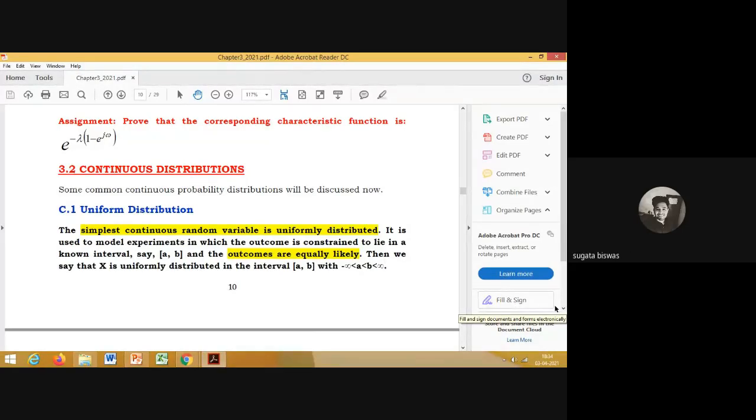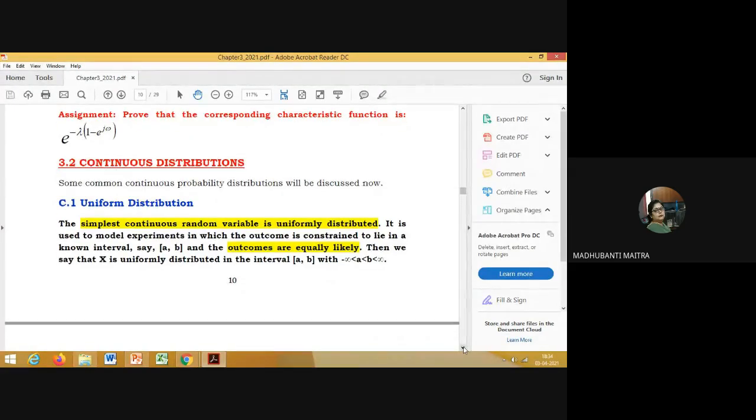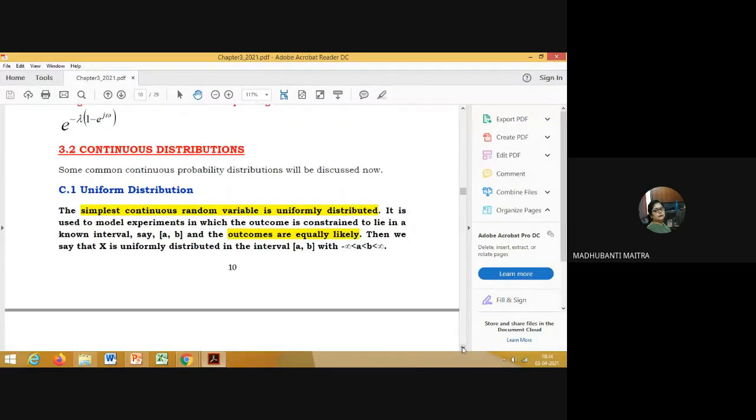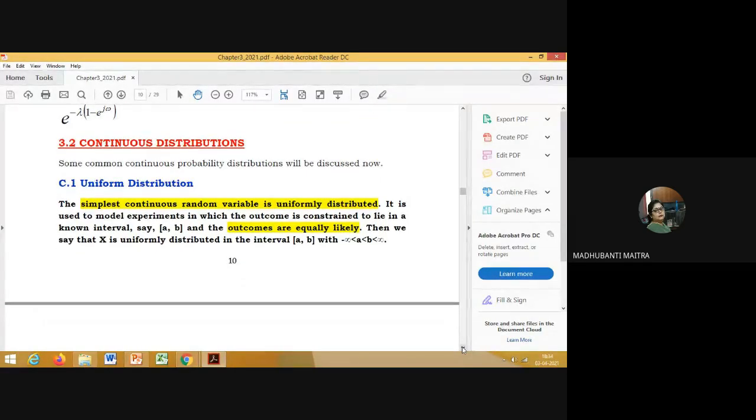Yes, ma'am. So today we'll start discussing continuous distributions. The first one is uniform distribution. It's a very simple one. So we should start our discussion with this particular distribution or density function. The simplest continuous random variable is uniformly distributed.